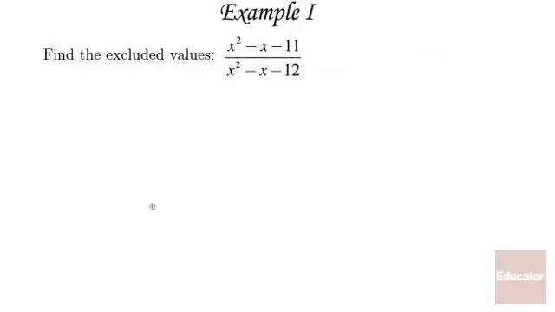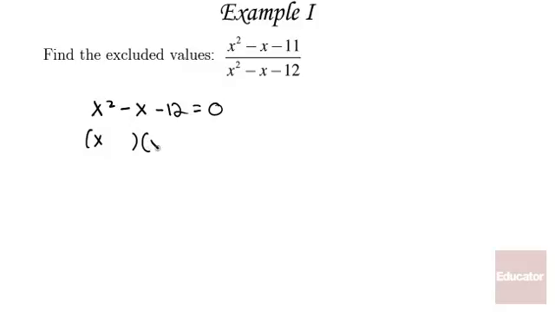Okay, our first example asks us to find the excluded values. So again, with excluded values, I'm looking for those values of x such that the denominator would be equal to 0. So what I need to find is situations where the denominator would be equal to 0. What is the x value in those situations? Those are excluded values for x. Well, I need to solve this out by factoring.